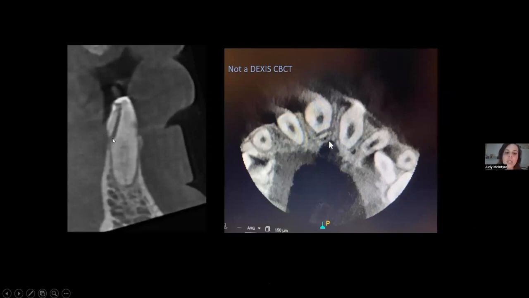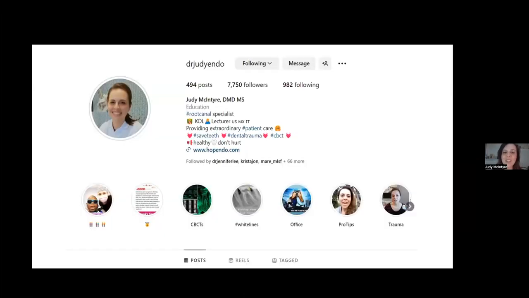So again, here, predictable, easy, but here you can see this is not a DEXIS 3D, and this is not this case. So you can see in the maxilla here, number 8 has a crown root fracture that extends into the bone. This is going to be a whole different ballgame from this tooth. I hope that made sense.